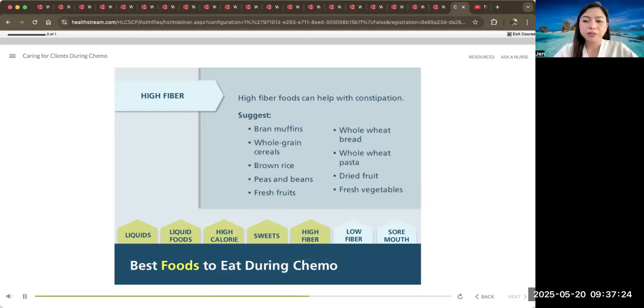Yummy. High fiber. High fiber foods can help with constipation, such as bran muffins, whole grain cereals, brown rice, peas and beans, fresh fruits, whole wheat bread, whole wheat pasta, dried fruit, fresh vegetables.